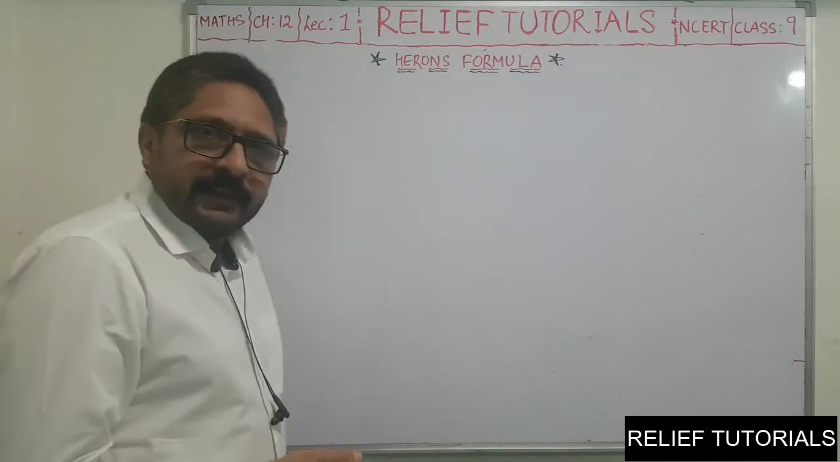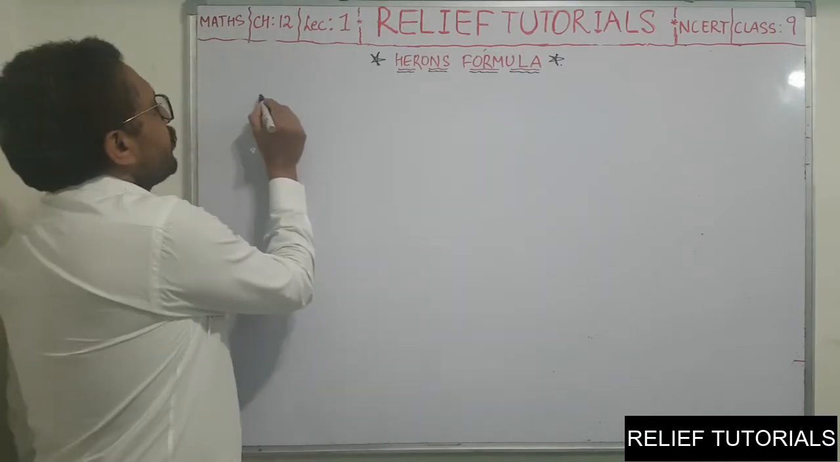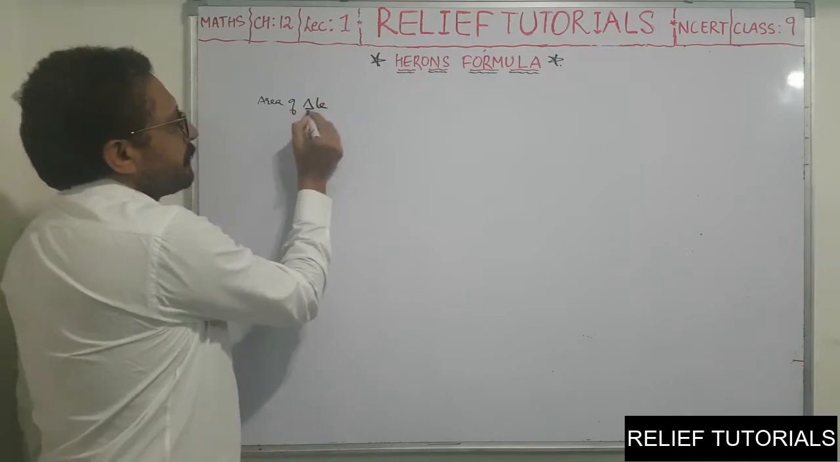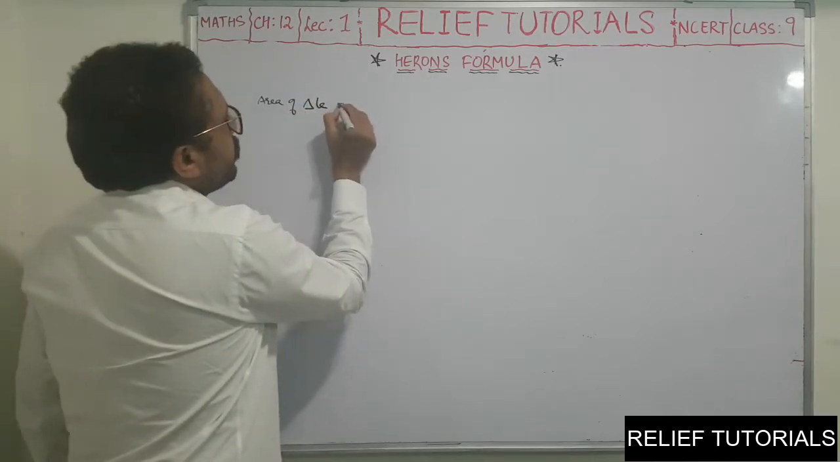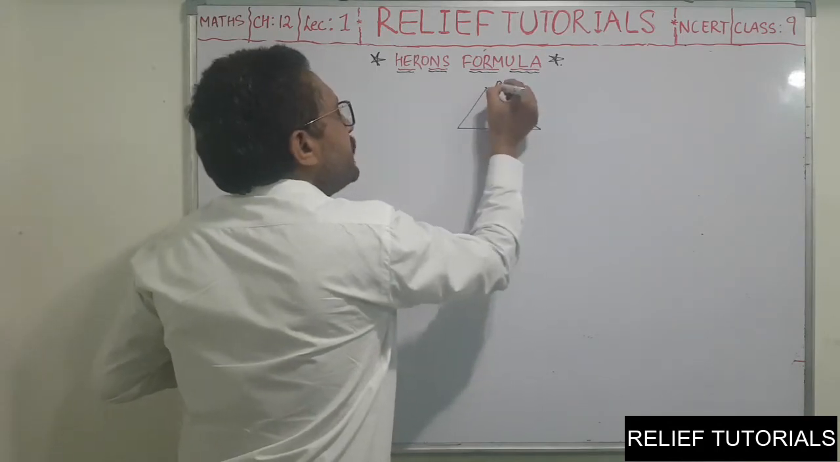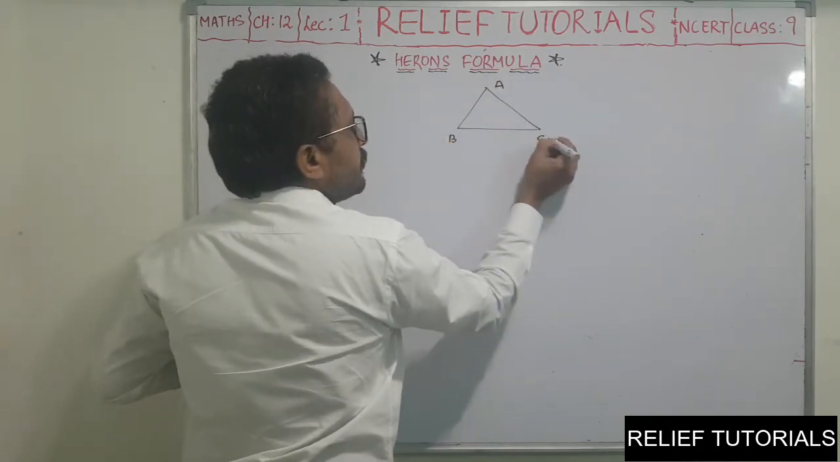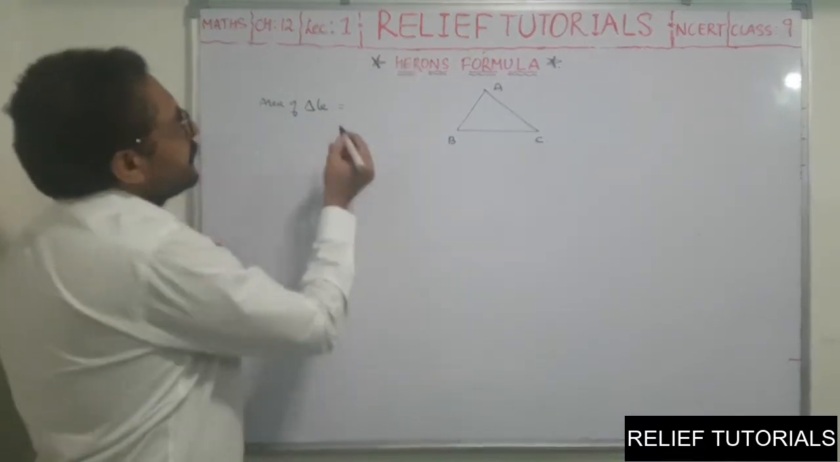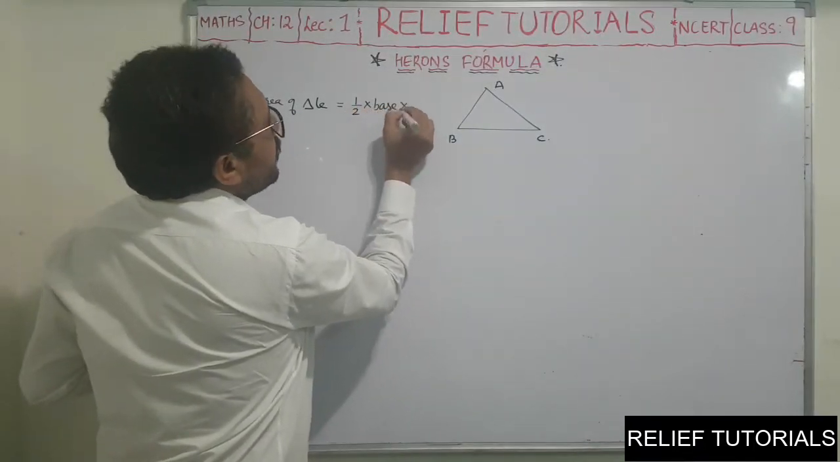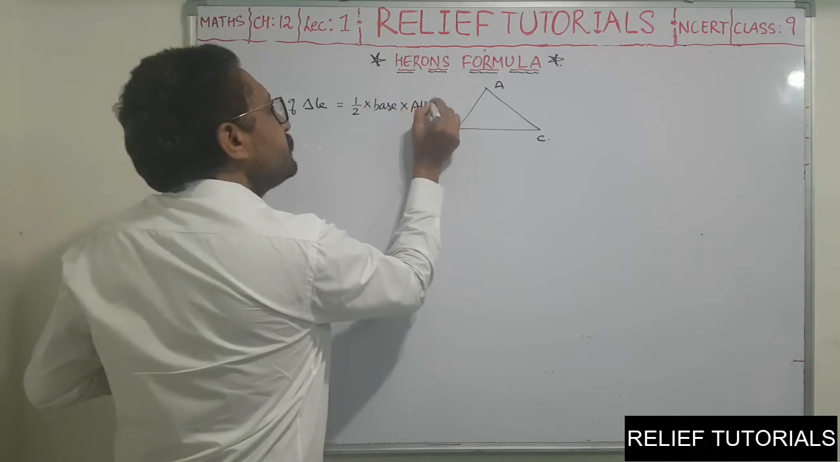You know how to find the area of a triangle. If you want to find the area of any triangle, this is the symbol we use for a triangle. For example, see, this is triangle ABC. You know the area of a triangle is half into base into altitude.